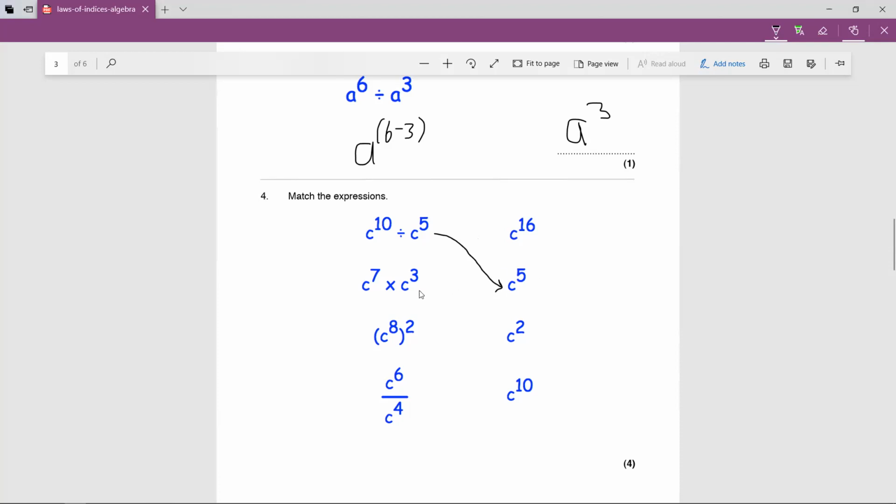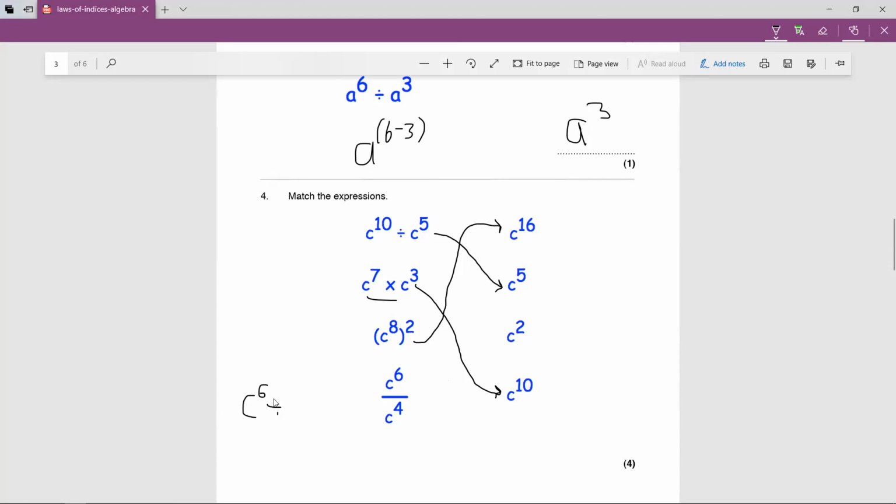The second expression here, c power 7 multiplied by c power 3. The powers will add, so we expect a c power 10. You can match that one right there. The third one, we have to open the bracket by multiplying the powers. That will give us a c power 16. That is the third law of indices. As I said, the laws of indices were highlighted in the first video. You might want to go and check those. C power 6 divided by c power 4. Now, this is a division.